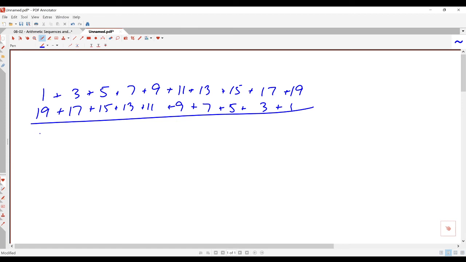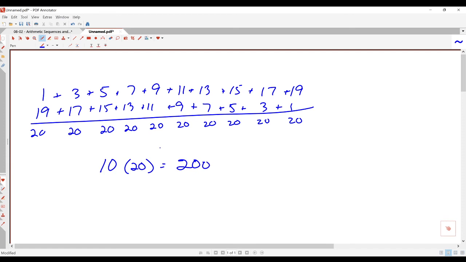Add straight down. I get 20. I get 20. I get 20. All the way across, we get 20. Now, how many 20s do we get? Well, we get the same number of 20s as we have terms, which is 10 terms. So we get 10 times 20, which is 200. Now, the problem is I have added up the sequence twice. So therefore, I have to cut it in half.